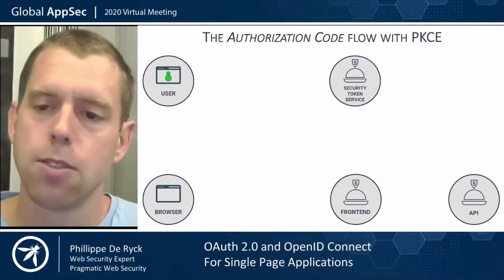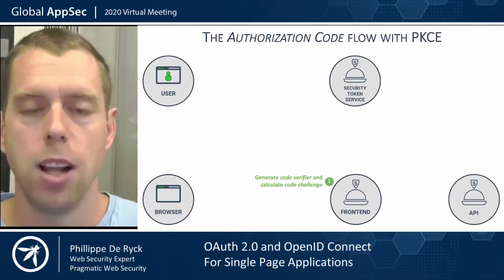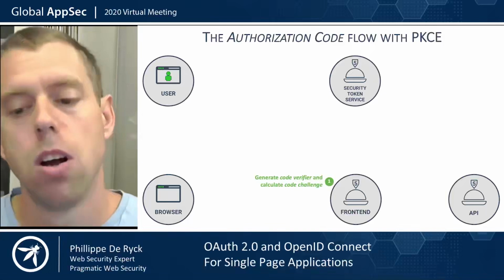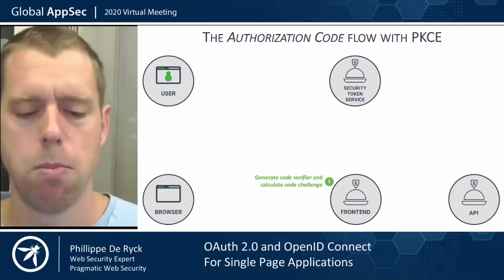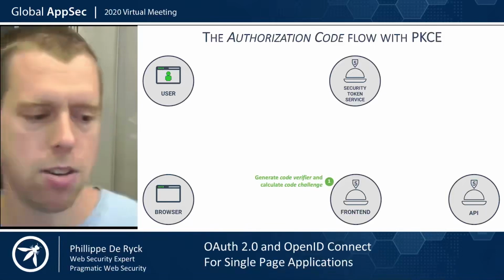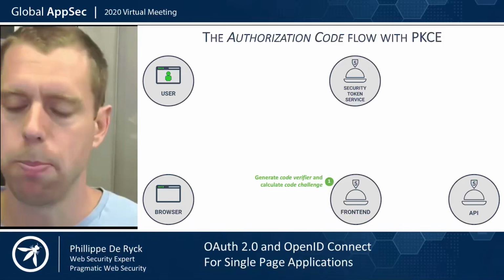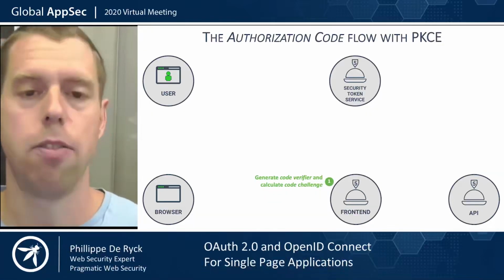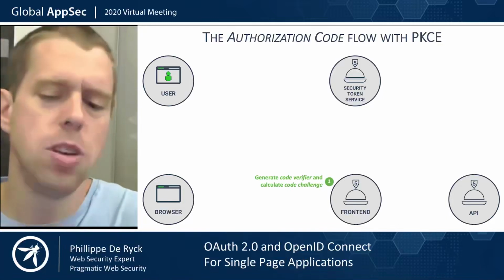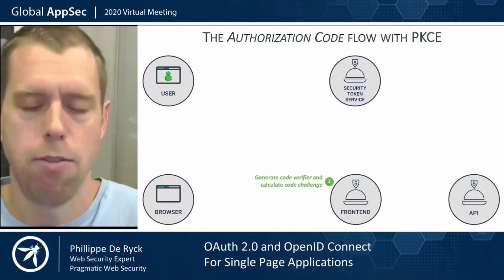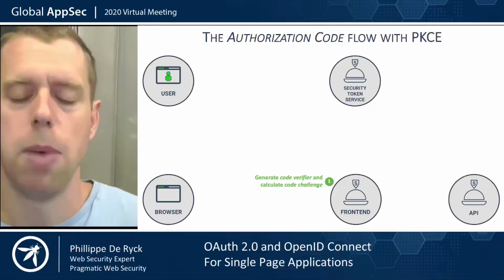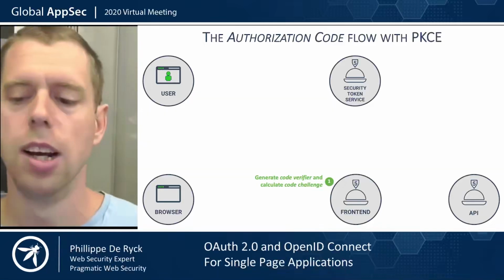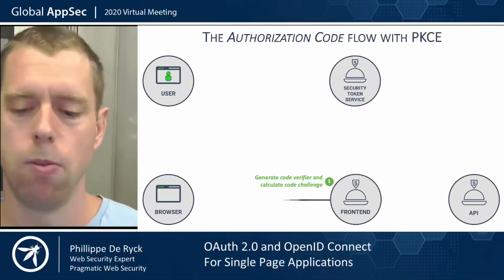With PKCE, the client is first going to generate a random verifier. That random verifier is a long random string that matches certain rules in the specification. The exact rules aren't too important right here. Next, the client is generating a hash of that verifier, basically a unique value linked to this verifier that can never be linked back unless you know both values together. And that challenge is what the client will use to start the flow.